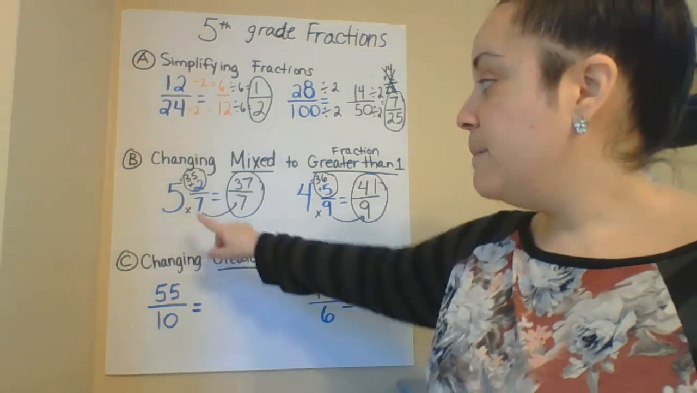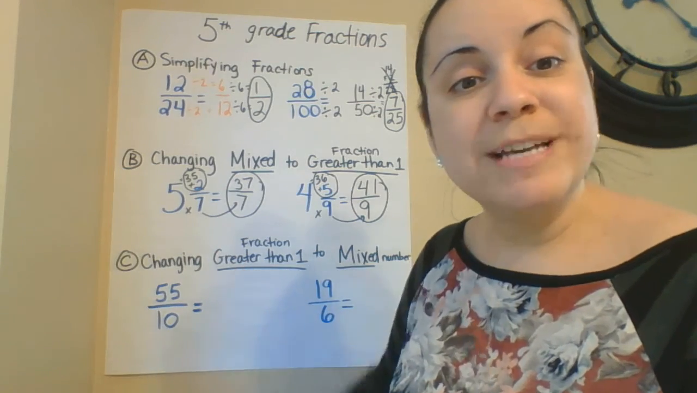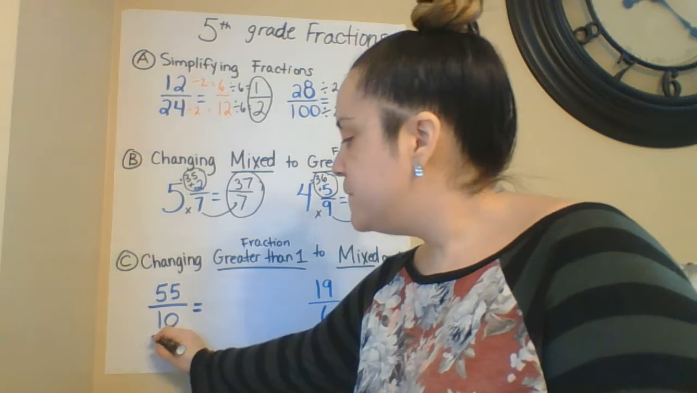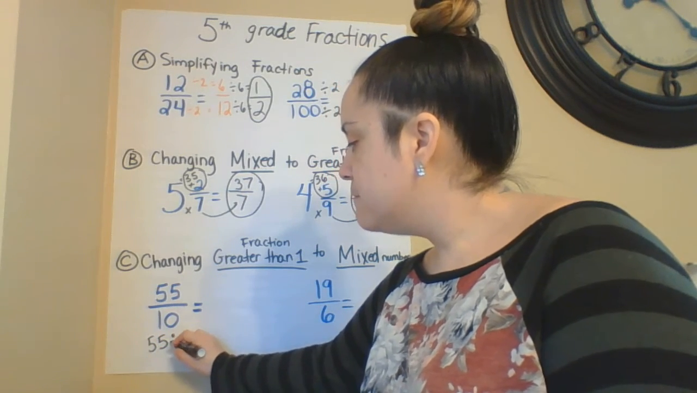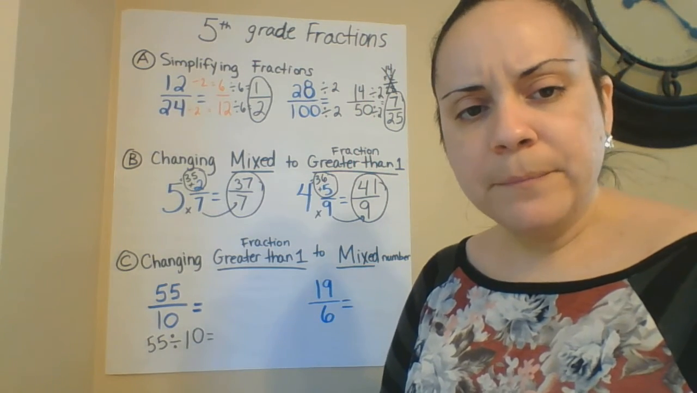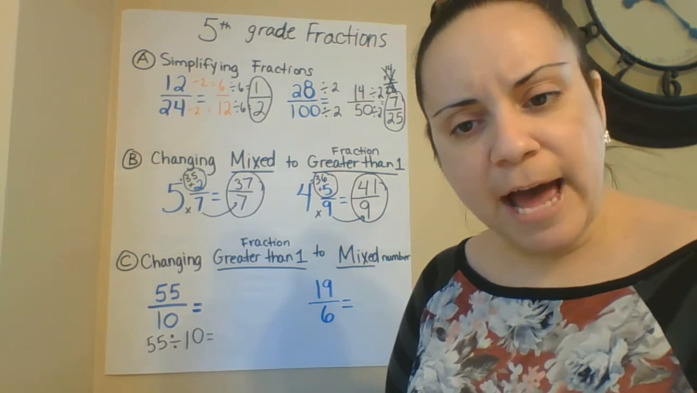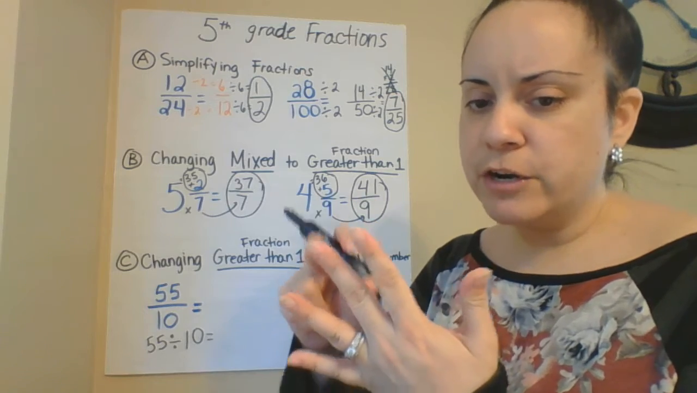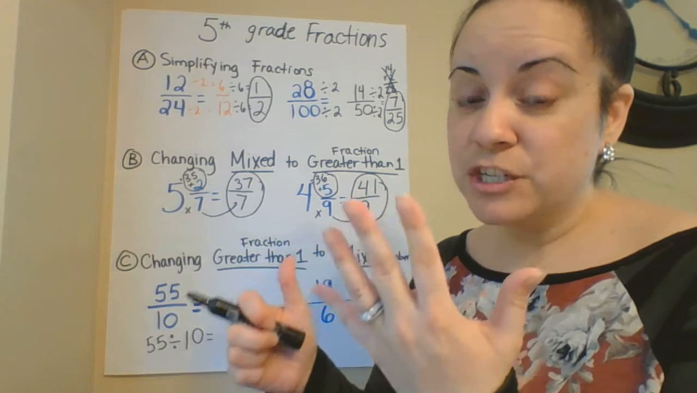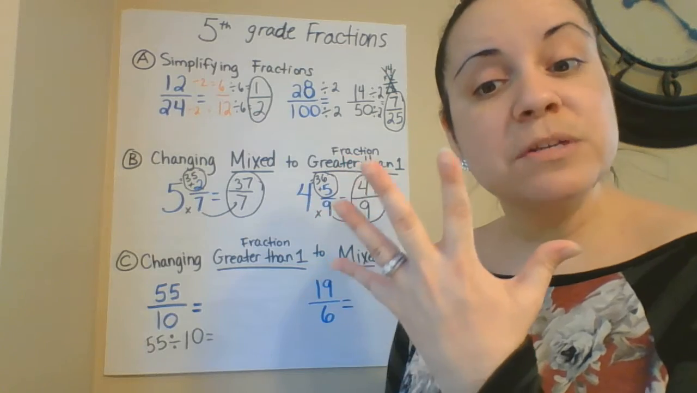It's a little bit harder this way, but if you think about it, it's just the opposite of what we just did. Up here, we multiplied. Down here, we have to divide. So I need to think 55 divided by 10. Well, 10 times what can get me close to 55? 10, 20, 30, 40, 50. I can't go to 60 because that would be too much. So 50. So 10 times 5 equals 50.